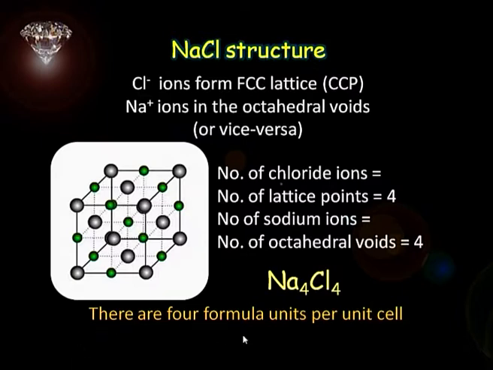That means there are 4 formula units per unit cell in the sodium chloride structure. That is very simple to rationalize, having understood a few fundamental things: that CCP is FCC, and CCP has 4 octahedral voids, 1 of type 1 and 3 of type 2, and there are 8 tetrahedral voids. Having done that, we are very comfortable talking about the structure of some of the simplest solids.